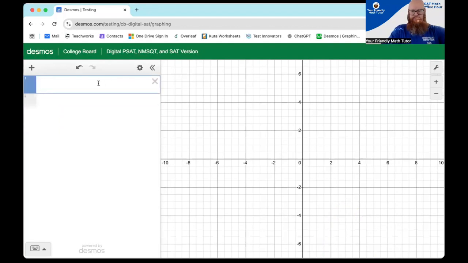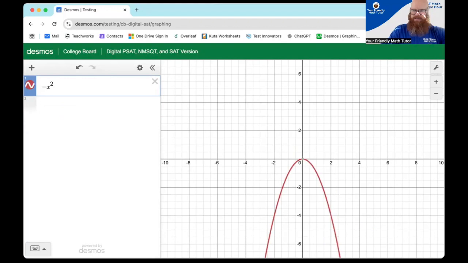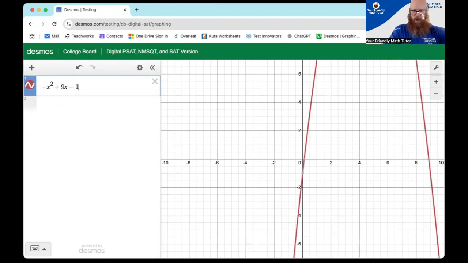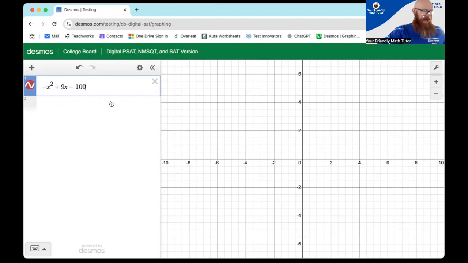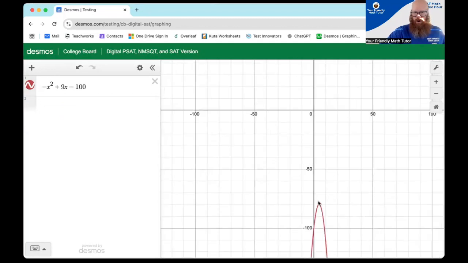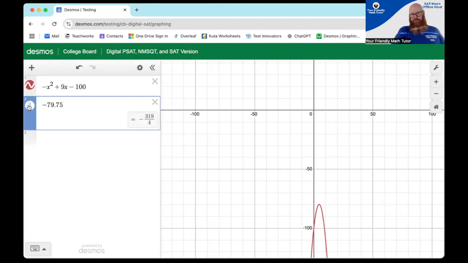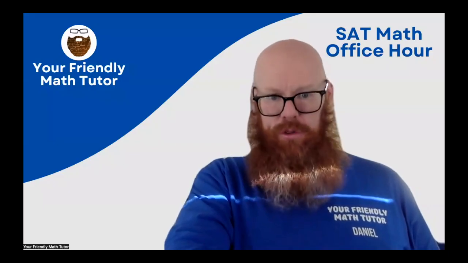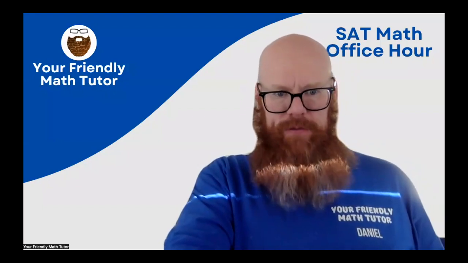Throw that in there, negative x squared plus 9x minus 100. And I just want the x coordinate of the vertex. All the way down here, the x coordinate of the vertex is negative 79.75. So look what I can do. Type it in, boom, change it to a fraction for you, negative 319 over 4, which is one of our answers.